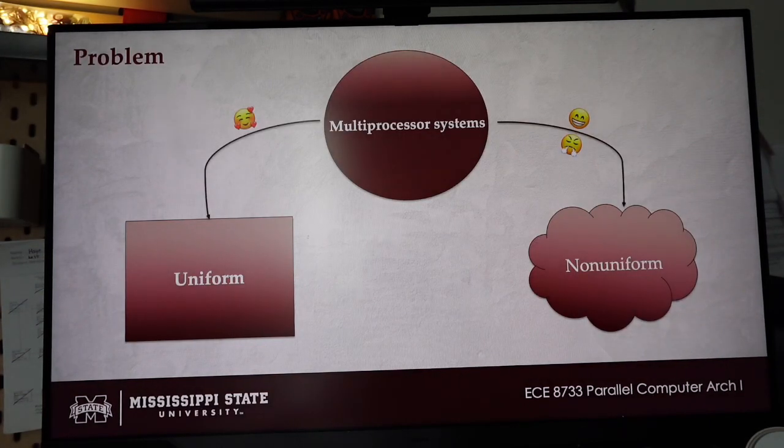The first slide is about the problem. Multiprocessor systems have been shown to be really efficient for uniform computation and uniform problems. However, non-uniform problems with uneven and unpredictable computation are not easy to solve.